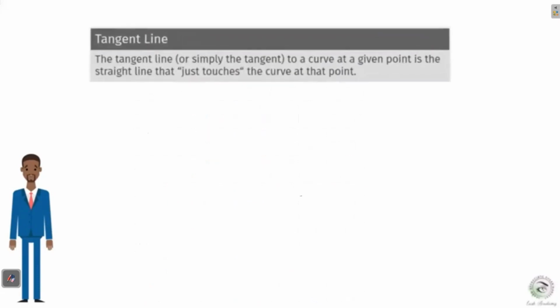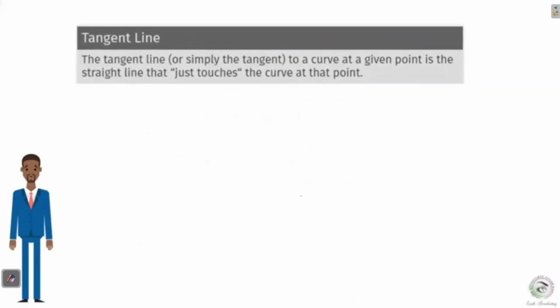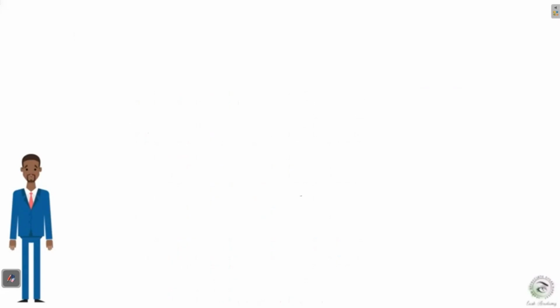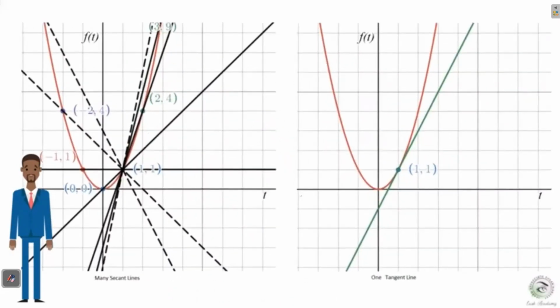The tangent line, or simply the tangent, to a curve at a given point is the straight line that just touches the curve at that point. The figure below shows the tangent line through the point (1, 5.6). As you can see, the line just touches the point (1, 5.6). There can be infinite secants drawn through a given point, but there can be only one tangent line through a given point.